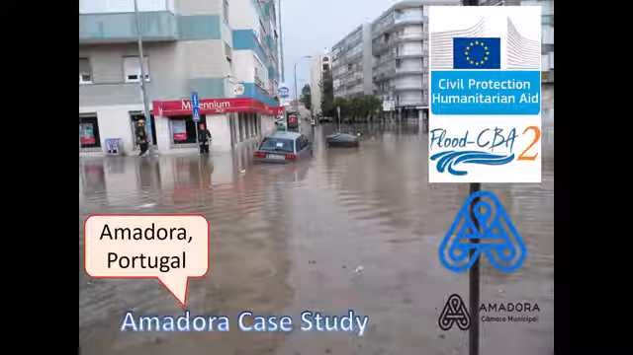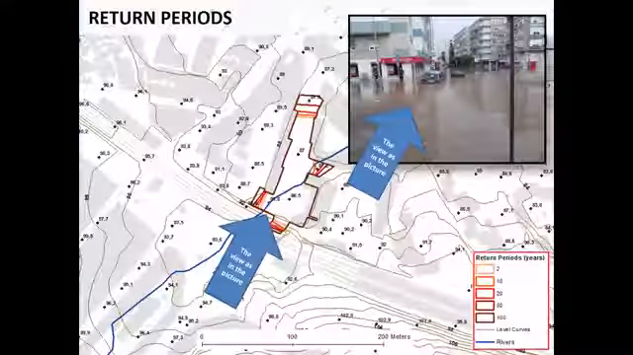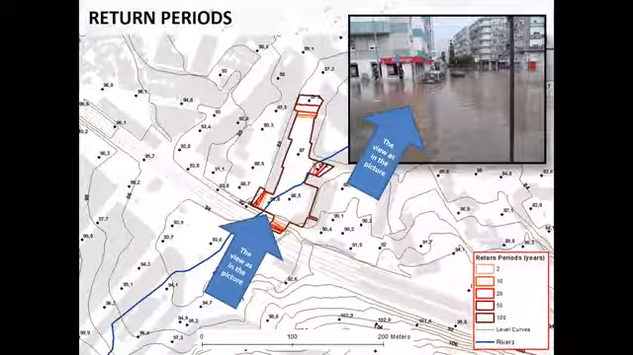In Amadora, Portugal, the situation is completely different. Here is an inner city situation where flash floods create the kind of situation we see in the photograph here, a lot of damage and a lot of disruption. The floodplain is quite narrow, and the area analysed under the Flood-CBA project has a range of return periods as indicated on this map.